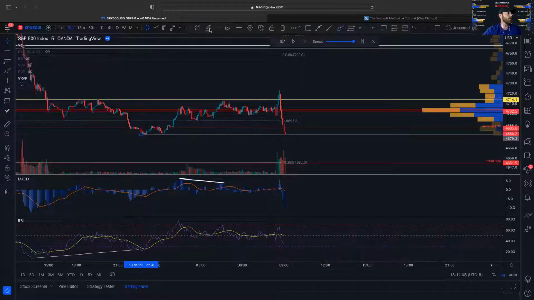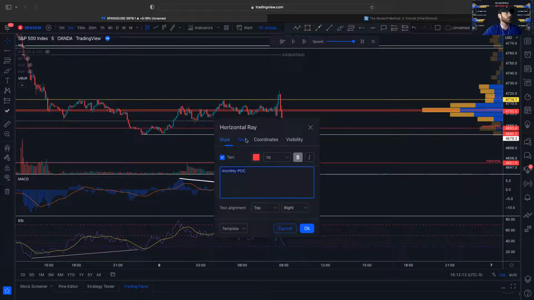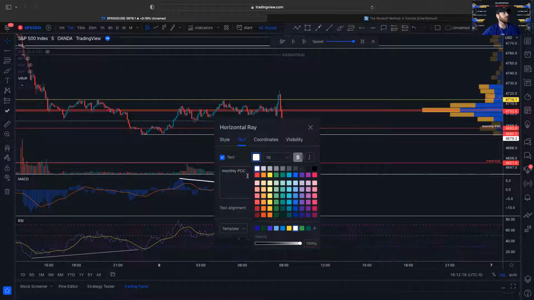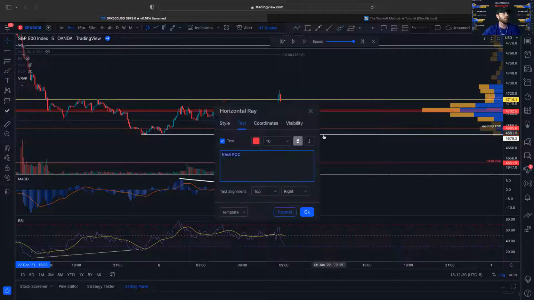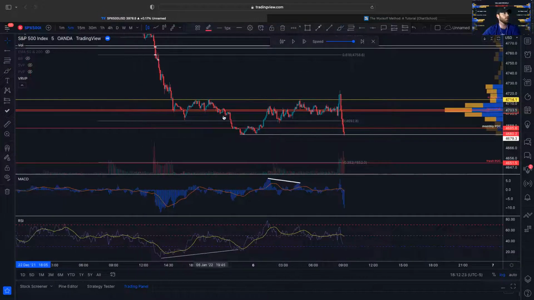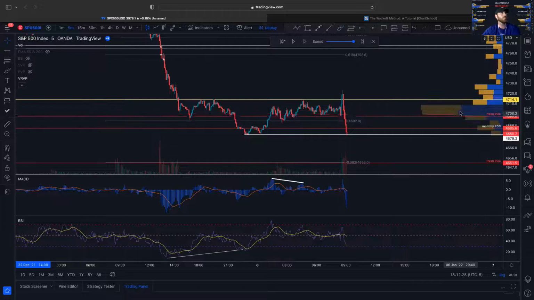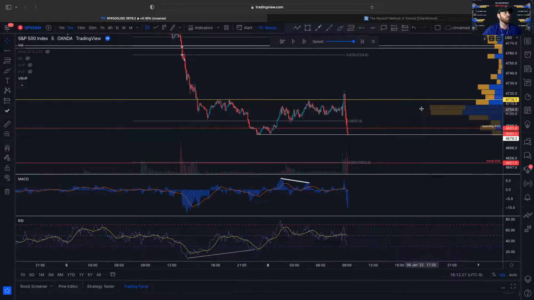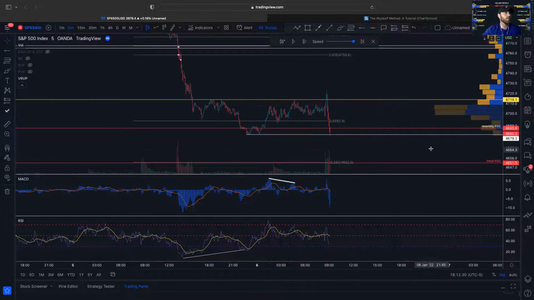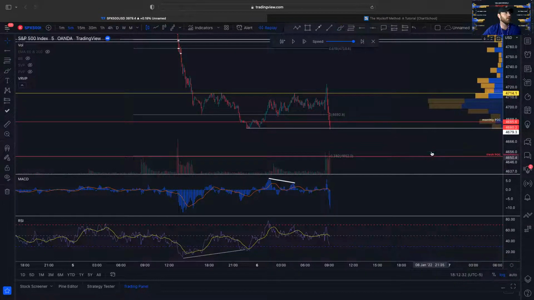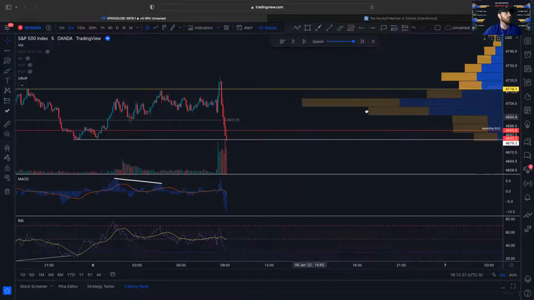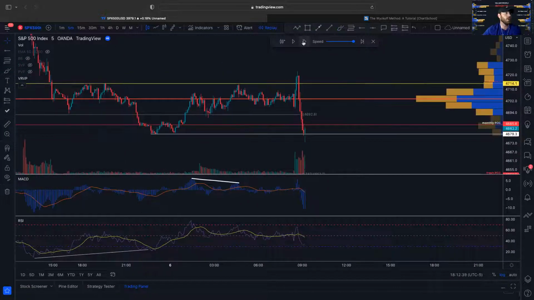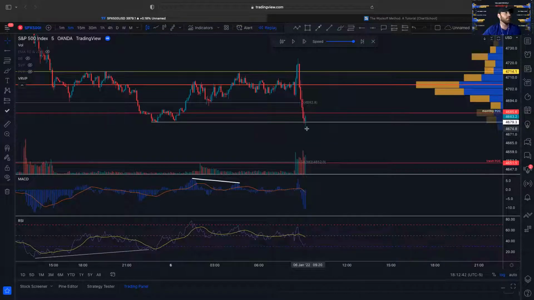I'm going to make this white, and I'm actually going to make the text on these white because I can't even see them. That's not a fresh POC anymore. Okay, perfect. So I'm basically looking at this fresh POC to get hit if this monthly POC doesn't hold. And yeah, that's definitely holding.